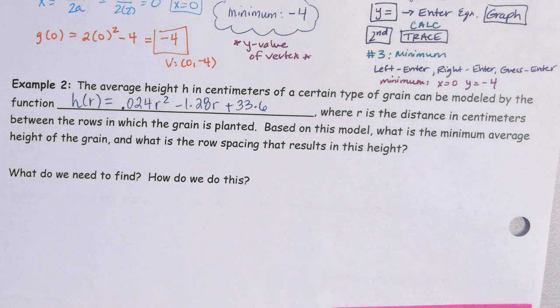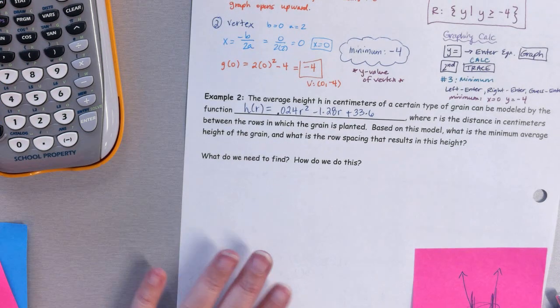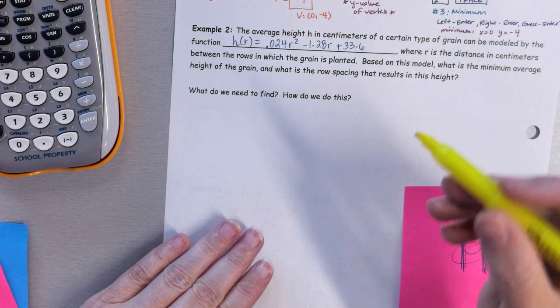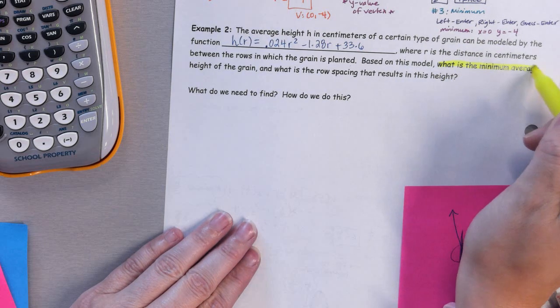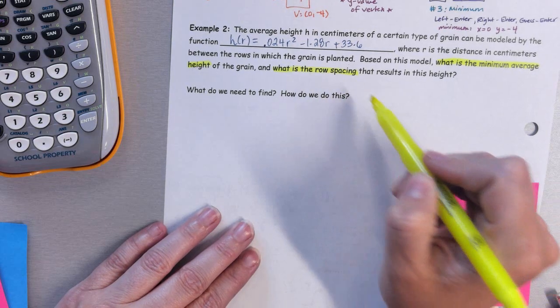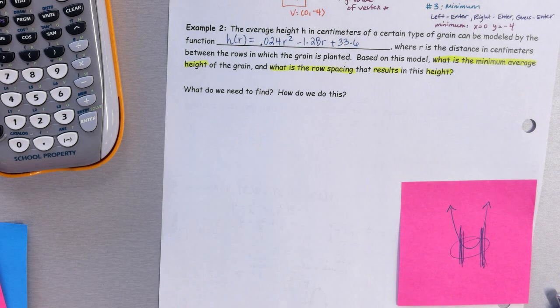Based on this model, what is the minimum average height of the grain, and what is the row spacing that results in this height? So when I have a story problem, I like to zero in on what they're asking me. What am I trying to find? Okay, and this is where my highlighter comes in handy. So it's asking you, what is the minimum average height, and what is the row spacing that results in the height? So you're trying to find two things for this.